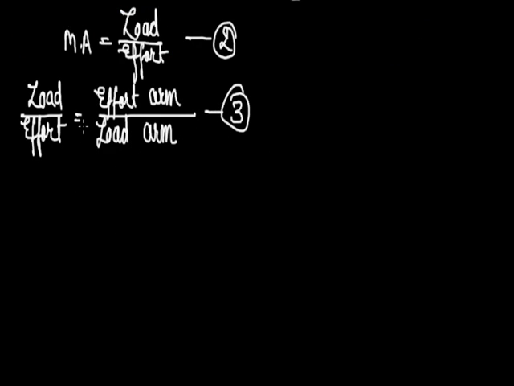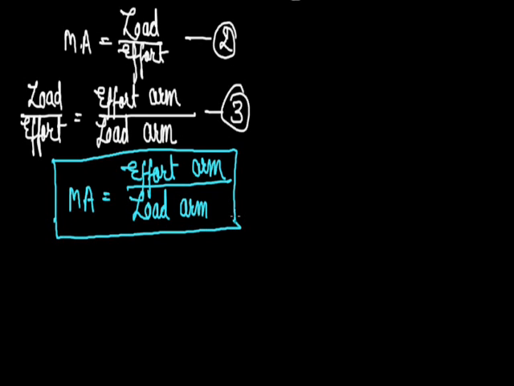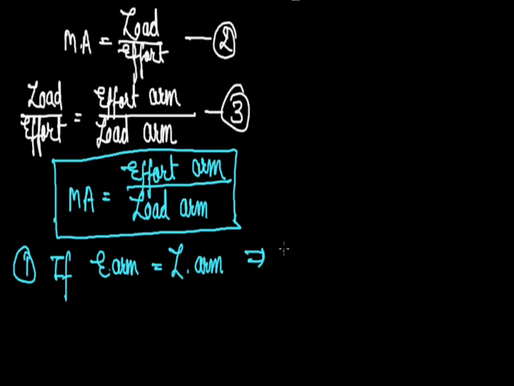From second and third we can write mechanical advantage equals effort arm upon load arm. So this is the new formula of mechanical advantage for levers in terms of effort arm and load arm. It is clear from this formula that if effort arm is equal to load arm, then mechanical advantage will be 1.